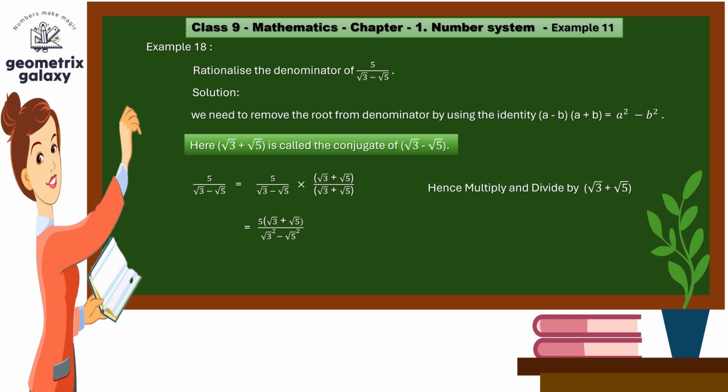Root 3 square is equal to 3, root 5 square is equal to 5. Therefore, we get the denominator as 3 minus 5. 3 minus 5 is equal to minus 2. Therefore, the final answer is 5 into root 3 plus root 5 divided by minus 2. Or else we can write it as 5 by minus 2 into root 3 plus root 5.